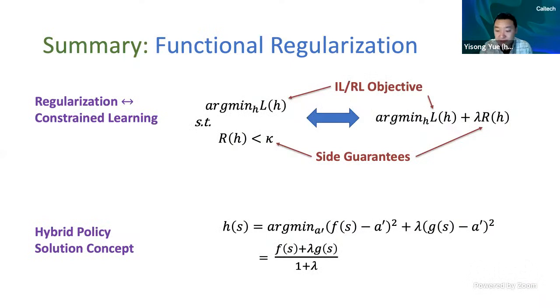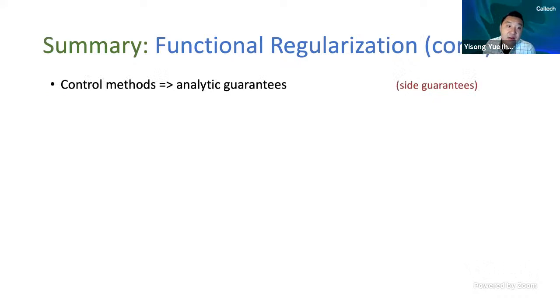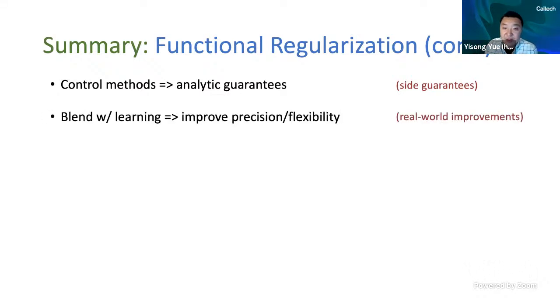Okay, so to summarize, what I presented in this first part of the talk is a notion of functional regularization that's designed to blend learning and control in the action space. You can frame this as a constrained or regularized learning framework. And at least for a special class of these problems, we have this solution concept at the bottom. Basically, the idea is that you use control methods. You work with a domain expert to design a family of control methods with analytical behavior guarantees. So every controller in this class of controllers is certified by construction. You blend this with learning in the action space to improve the precision or the flexibility of your overall controller, which leads to more optimal behavior in real world applications.